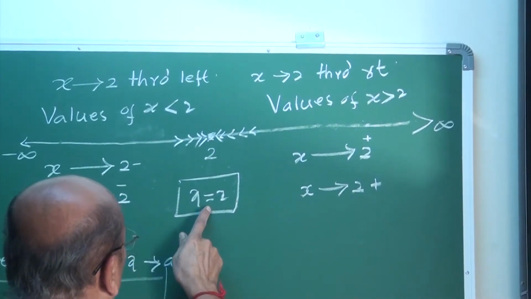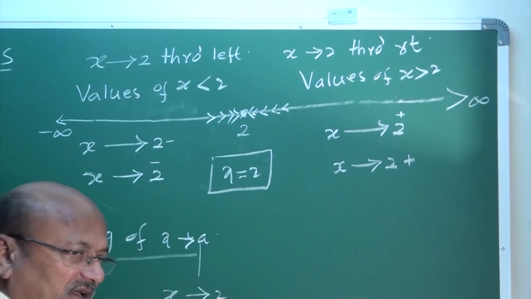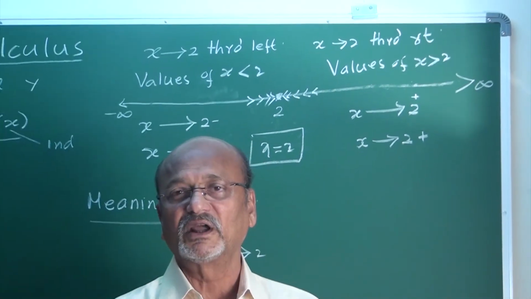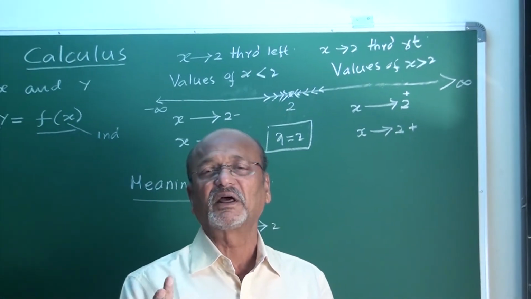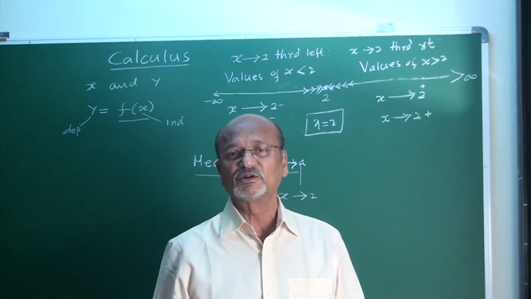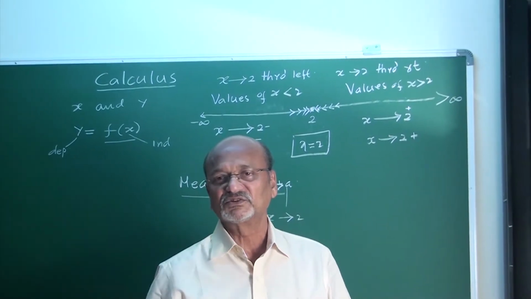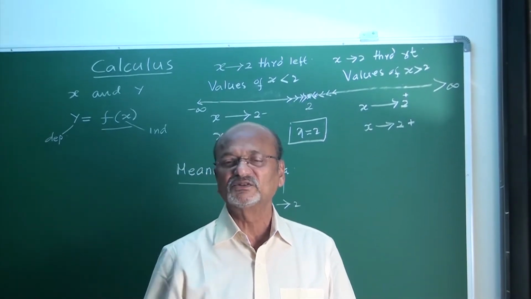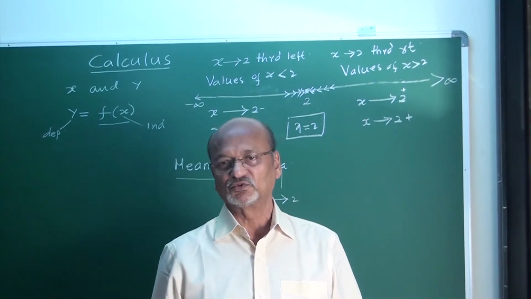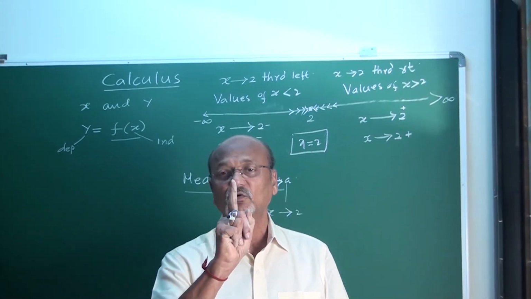In this case, when x tends to 2, what are the values of x? Infinite. 1.9, 1.99 and so many values on this side; on this side 2.1, 2.01, 2.001, 2.0001, many values. Tends to means in that case x will take infinitely many values, whereas x equal to 2 means a unique value, only one value.